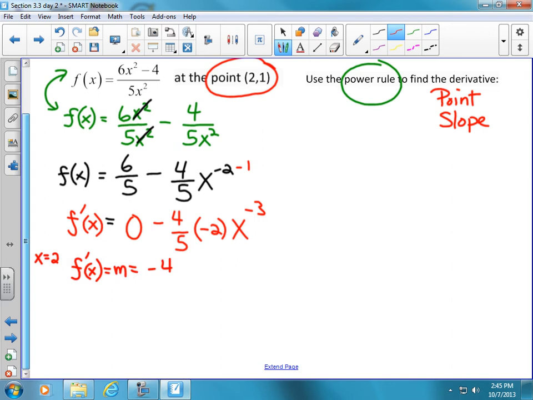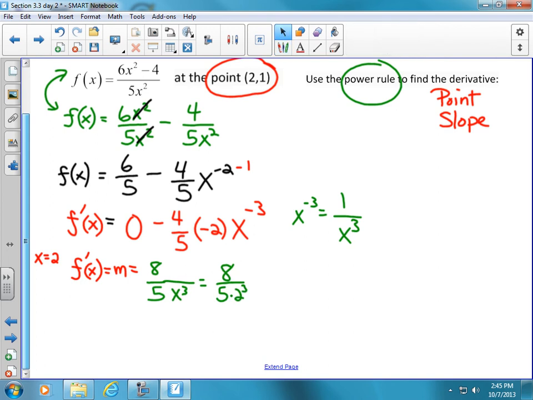So we have negative 4/5 times negative 2. Oh, let's just multiply those together. That's 8 over 5. And x is going to equal 2. Remember, x to the negative 3 is the same as 1 over x cubed. So I'm going to put x cubed down here in the bottom and plug in a 2. So we have 8 over 5 times 2 cubed. Well, we know that 2 cubed is the same as 8. So this equals 1/5. Our slope, therefore, is 1/5.